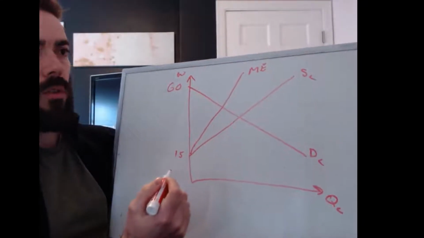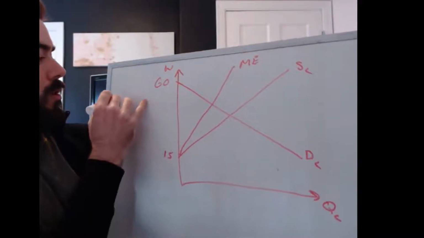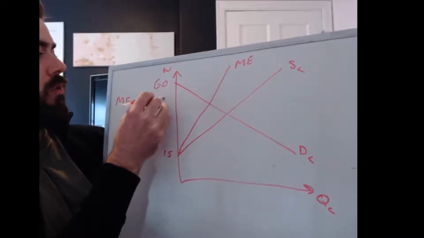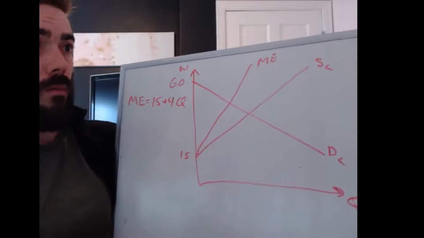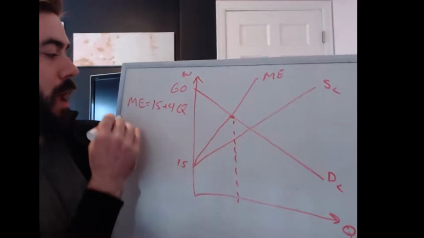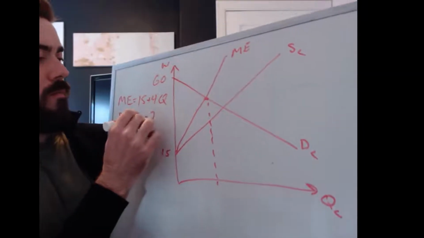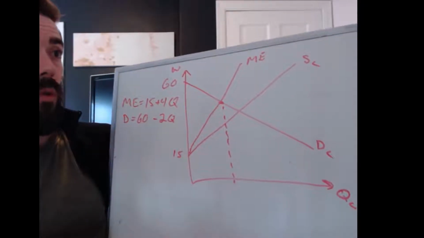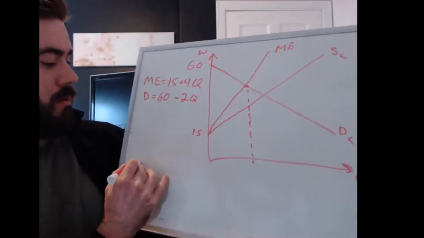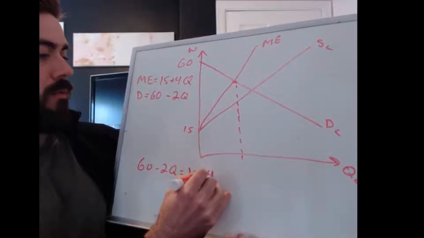Well, that marginal expenditure curve is twice as steep as supply. So when supply was 15 plus 2q, marginal expenditure would be 15 plus 4q. So what we want to solve for is what quantity does that marginal expenditure hit demand? Well, demand was 60 minus 2q. So I'll set these two equations equal to each other. I'll do it down here so I leave myself a little bit more room. So 60 minus 2q is equal to 15 plus 4q.